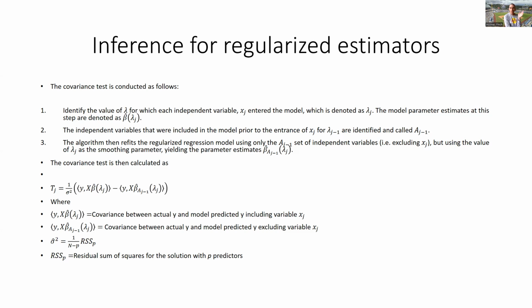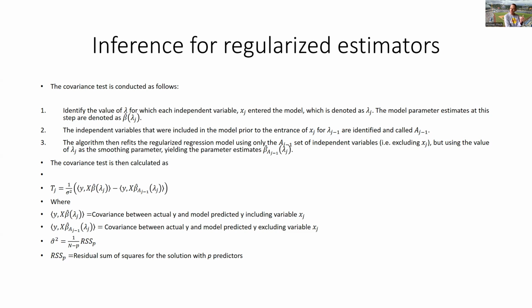All right, so we've got the optimal lambda that brings in x sub j. We estimate the parameters for that, slopes and the intercept, in step 1. In step 2, we say, let's take one step back. Which variables were in the model before we entered x sub j? And we'll call that set of variables, however many it is, A sub j minus 1. Then what happens is the lasso algorithm says, okay, now let's fit the lasso model only on A sub j minus 1, but using the lambda for x sub j.